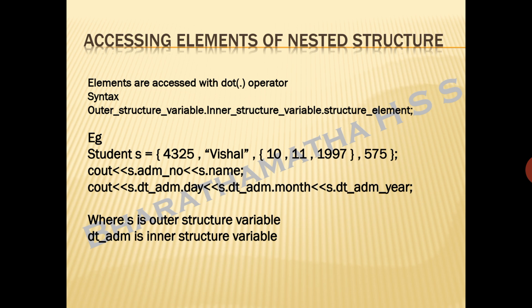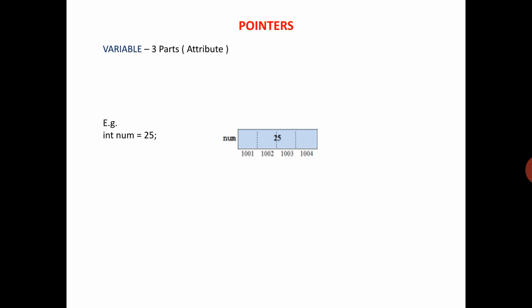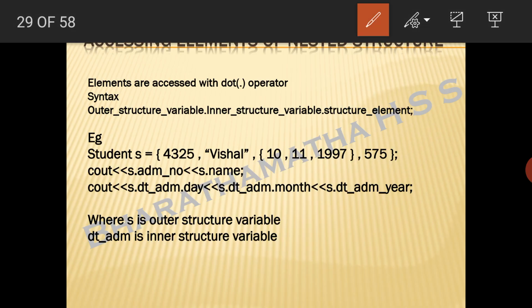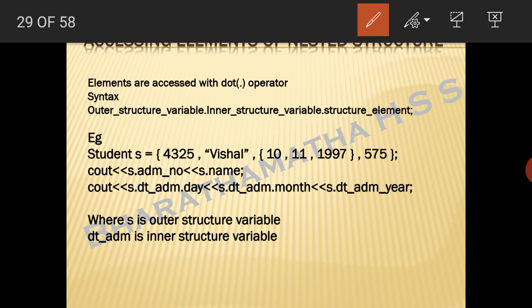Now look into the syntax. You have your outer structure variable dot inner structure variable dot structure element. Outer structure variable dot inner structure variable dot element. So that is how the sequence should move on. Otherwise you will end up with errors. So when you are doing it, you should do it very correctly. The order of sequence, the syntax, you should follow 100%. Otherwise you will end up with mistakes.